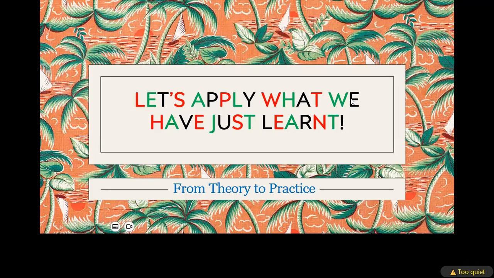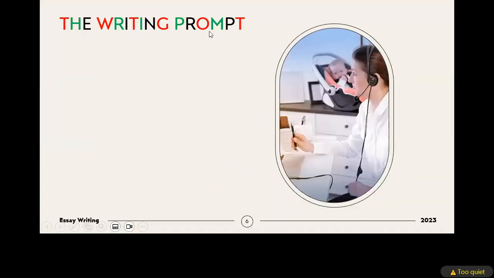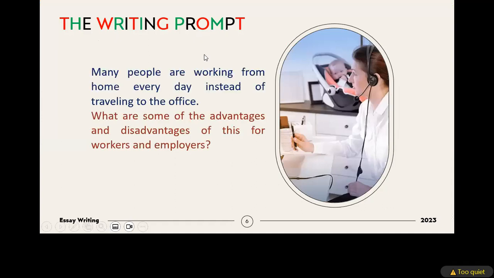Okay. Now, let's apply what we have just learned. اللي تعلمناه الحين راح نطبقه الحين. Now, this is from theory to practice. من النظري إلى التطبيق. Okay. Now, the writing prompt. Now, I have already given you this writing prompt. So this is from the MSAT.